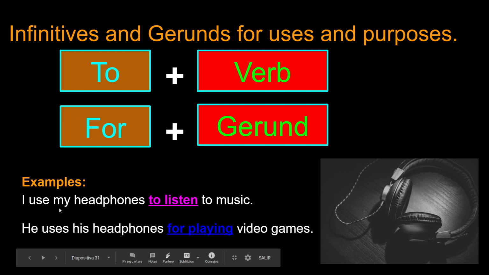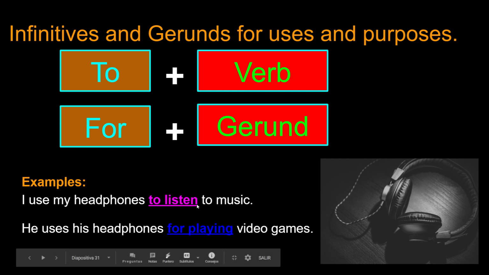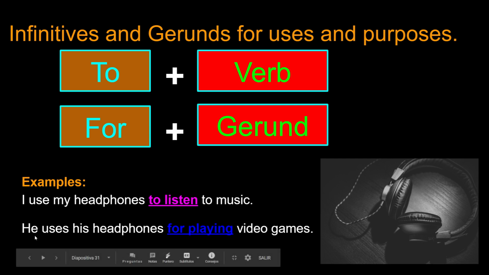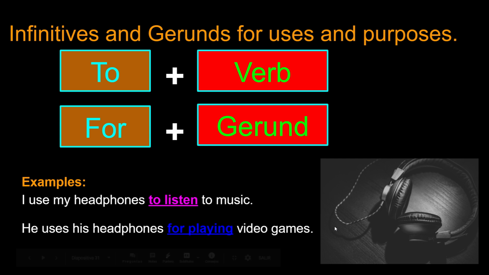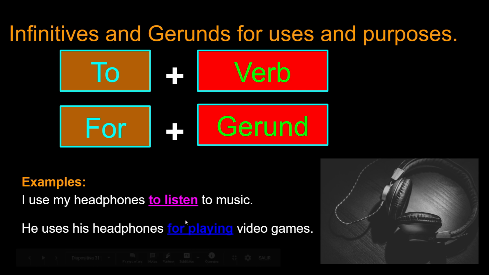Number one, it says, I use my headphones to listen to music. See here, it says to listen, so we have to plus verb. This is an infinitive. And what we're saying is that the use or the purpose of the headphones is to listen to music for me in this particular case. Now, we can also say he uses his headphones for playing video games. So it's the same object, however, it's a completely different use. One is to listen to music, or in the other case it says for playing video games.